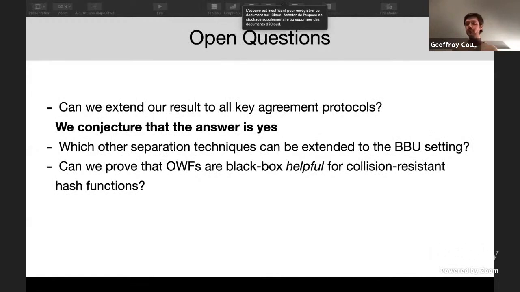There are a bunch of open questions that stem from our work. One of the main ones is, can we extend our result to all key agreement protocols? We conjecture that the answer is yes, but we could not prove it.